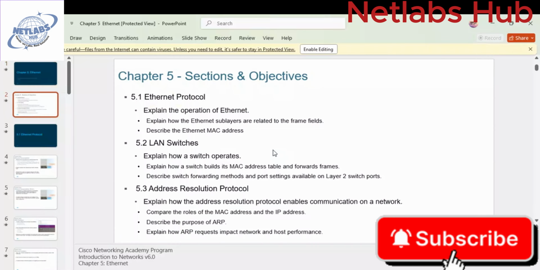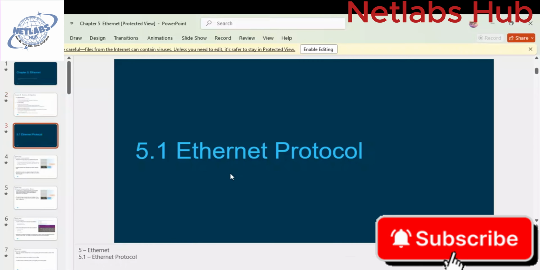So this is chapter 5, CCNA 1, Introduction to Networks. These are the objectives. I'm going to dive deeper into the Ethernet protocol, LAN switches, and Address Resolution Protocol.